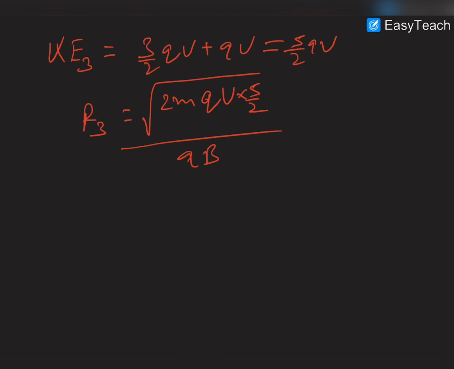So you can see that if we find the ratio of R1 to R2 to R3 and so on, it would be equal to 1 is to root 3 is to root 5 and so on. So it would be a ratio of roots of odd numbers. So this was the important concept, and it was asked in JEE Advanced once upon a time, and this is an important part of the cyclotron.